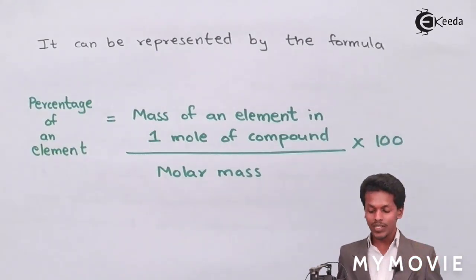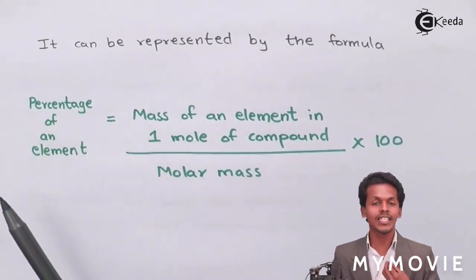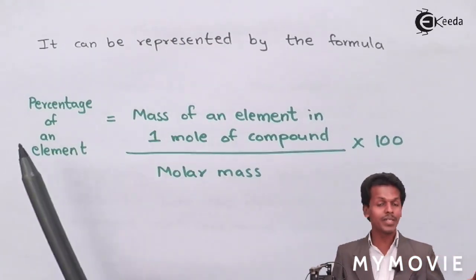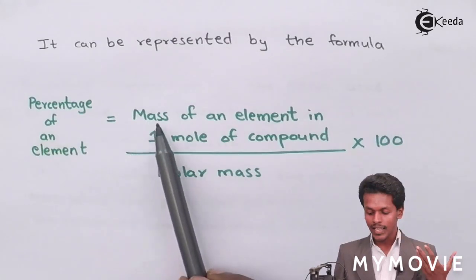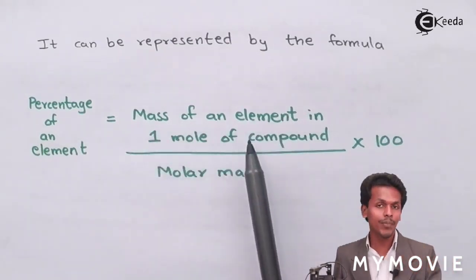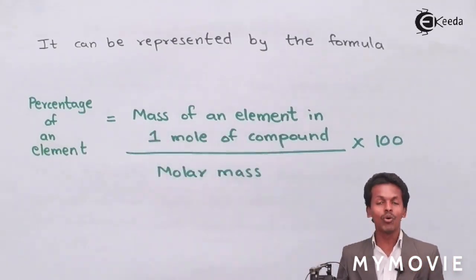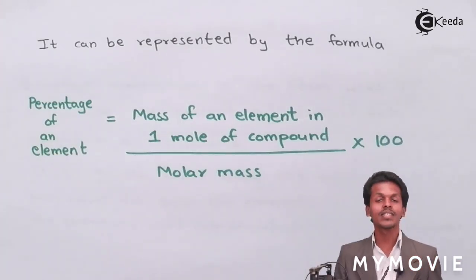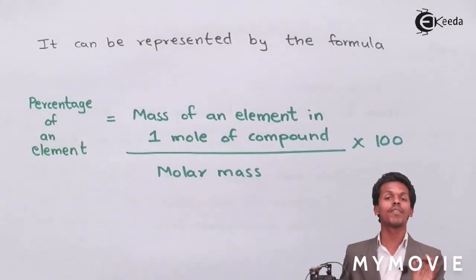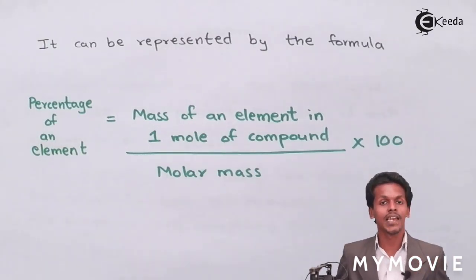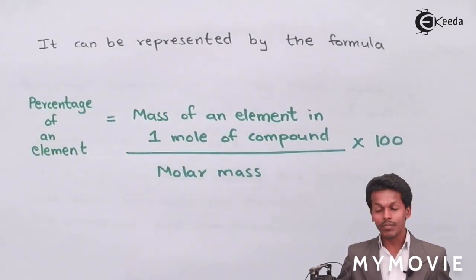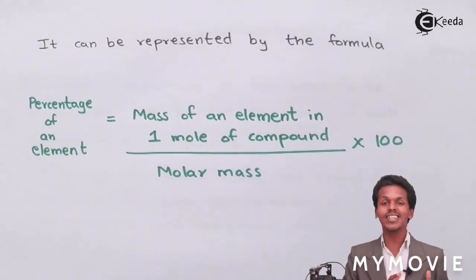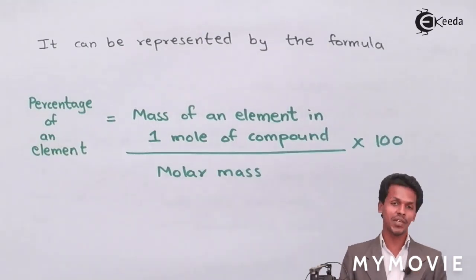And then what we could do is easily solve it numerically to calculate the percentage of that element. The mass of that element in 1 mole of a compound is divided by the molar mass of the compound, into 100. This is how we calculate the percentage of a particular element present in a compound, and we multiply by 100 because we have to calculate the percentage of that element. This is known as the percentage composition.